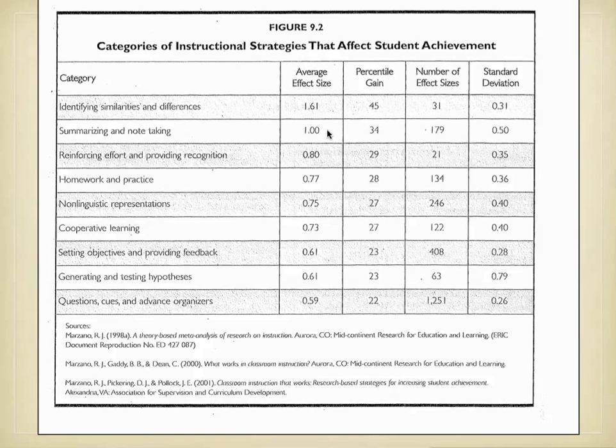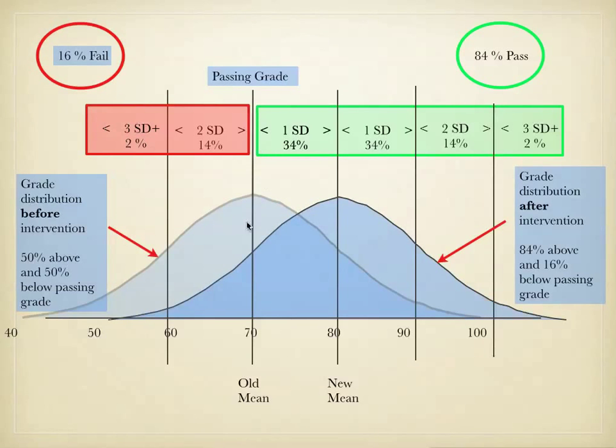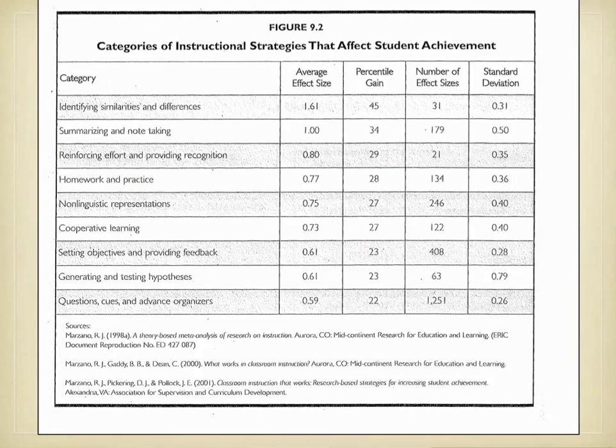So if you instituted a program where you taught students how to summarize and take notes, you can expect that group of students to increase their test scores, or the group to increase its average test scores by one standard deviation, which means that whereas in an average class 50% would pass and 50% wouldn't, now 84% would pass and 16% would not. So there's a lot that we can do with all of this.